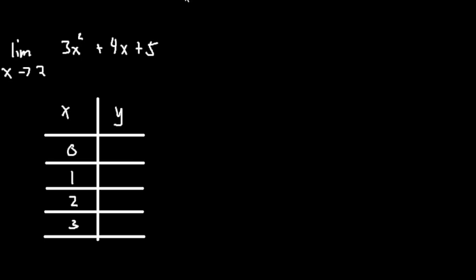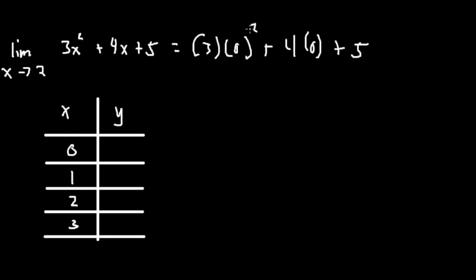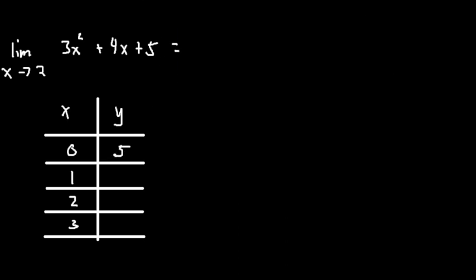Next, what do we do with these x values? We just substitute them into the function and write out the result. So let's say x is equal to 0. We just need to substitute. It's going to be 3(0) squared plus 4(0) plus 5. So let us evaluate. 0 squared is 0, times 3 is 0. 4 times 0 is 0, plus 5, it's 5.